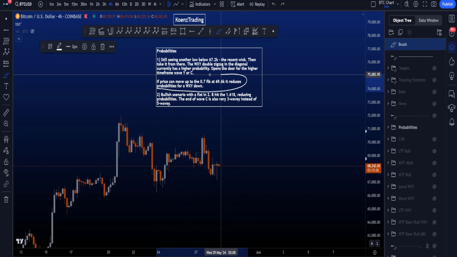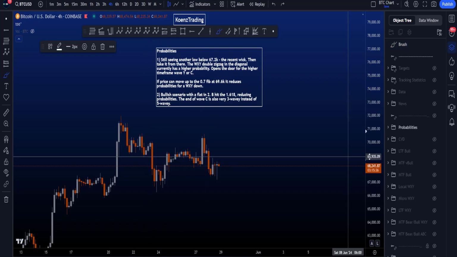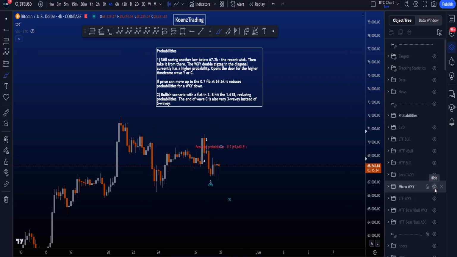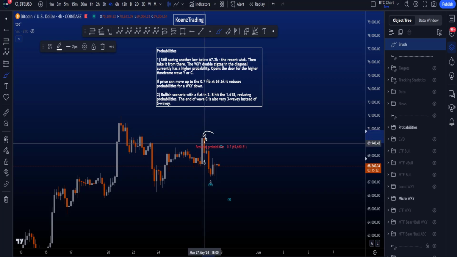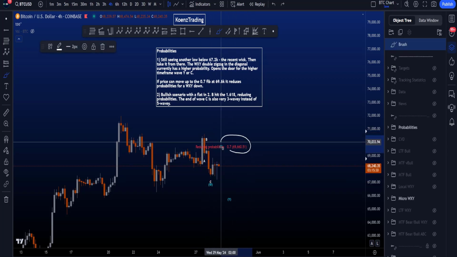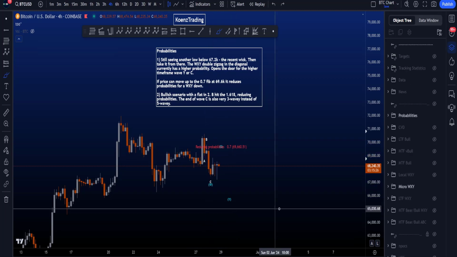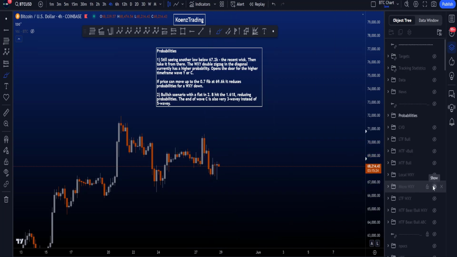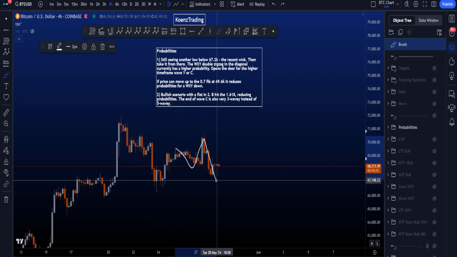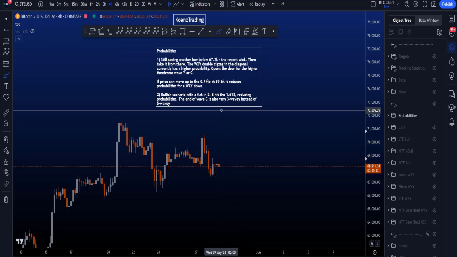If price, however, can move to the upside and hit the 0.7 Fibonacci taken from this high to the low here at 69.6k, that is when a double zigzag WXY will significantly reduce in probabilities, and then we can look for price to possibly continue towards the upside, which is number 2 here, the bullish scenario with a flat in a wave 2. A, B, C is finished, looking for price to move to the upside.